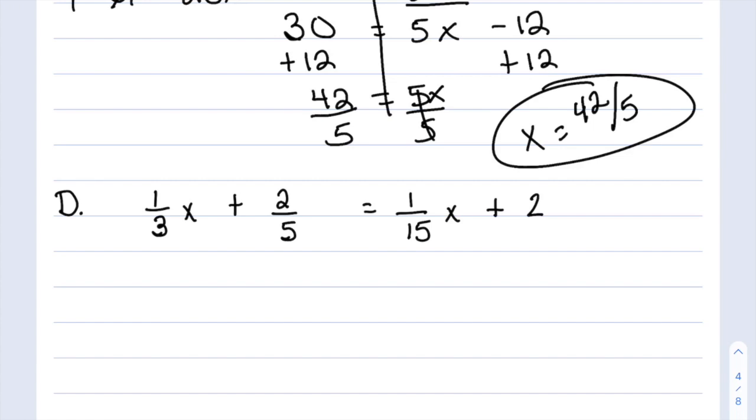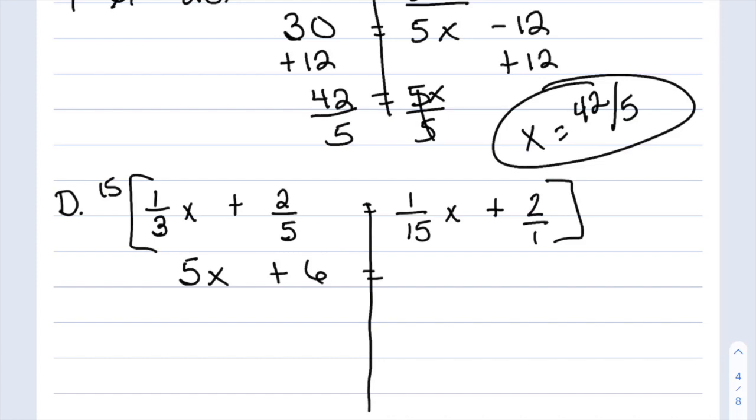So D, we have 3, 5, 15. We don't even need to think about this one. You can put a 1 under there if it helps you. And we're going to find a common denominator they'll go into. So if I look at 3, 5, and 15, a number that all of them can go into is 15. So I'm going to put my brackets. 3 can go into 15 5 times. 5 times 1 is 5, so I have 5x. 5 can go into 15 3 times. 3 times 2 is 6.